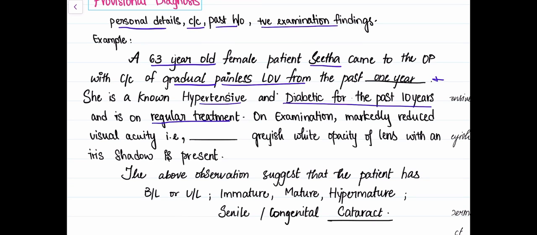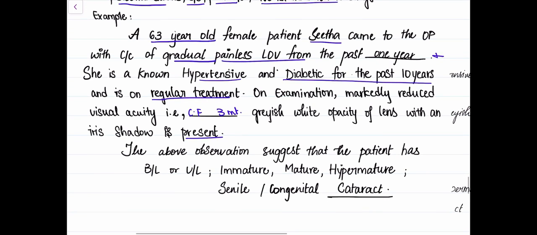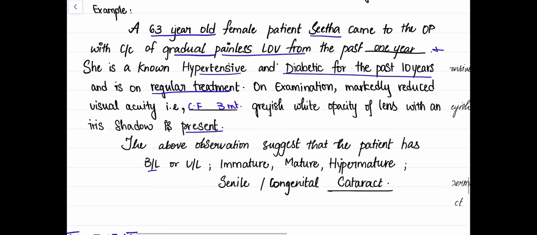And on examination, there's markedly reduced visual acuity, that is, say, able to count fingers from 3 meters or anything that you get in the examination. And with grayish white opacity of the lens with an iris shadow present, right? So this is the diagnosis, and from the above observation it suggests that the patient has unilateral or bilateral, immature, mature or hypermature, senile or congenital cataract, which you can derive from the diagnostic features. So this is your conclusion.